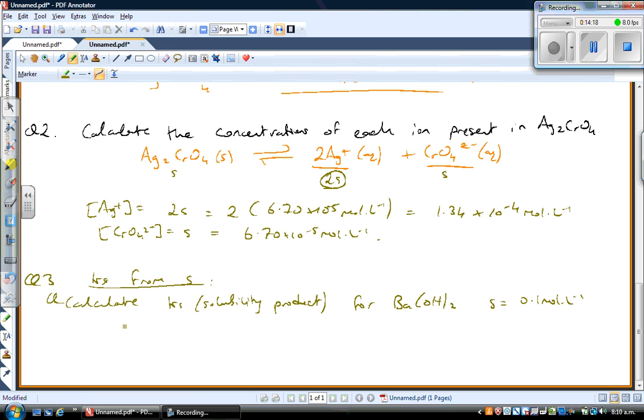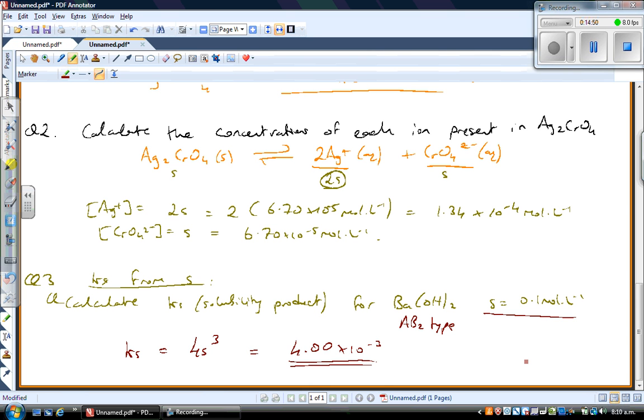In this third question here, we're looking to calculate the solubility product, or Ks, for barium hydroxide given the solubility value of 0.1 moles per liter. We've got to look at the type of compound we have, and this is an AB2 type. So to calculate Ks, it's simply Ks is equal to 4S cubed. If you put that into your calculator, you get a value for Ks of 4.00 by 10 to the minus 3, and it's unitless because it's Ks.